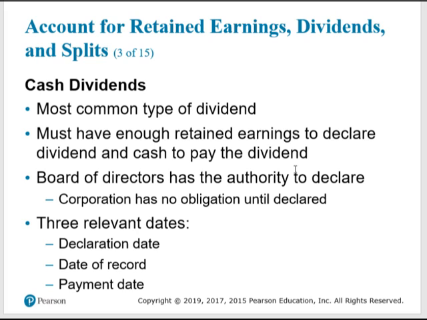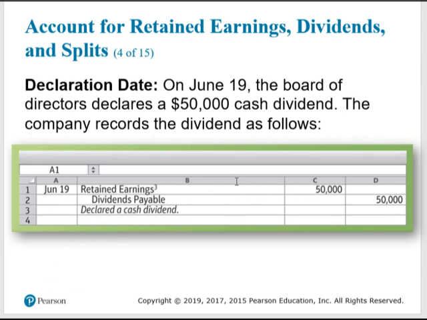Once the board declares that a dividend will be paid, the company has an obligation to pay it. There are three dates that matter. The declaration date is when the company says they're going to pay the dividend. The company records that declaration with this entry: debit retained earnings and credit dividends payable.